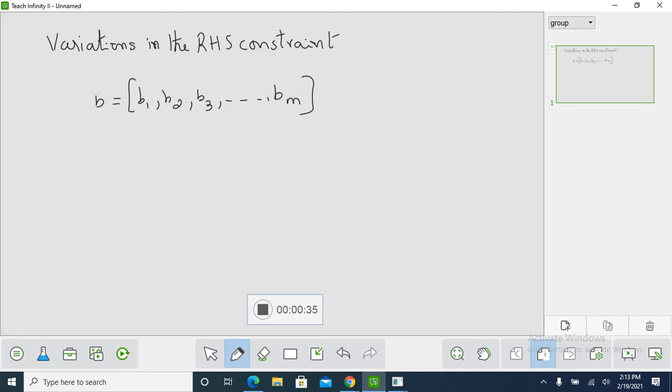So will this change affect optimality or not? This will not affect optimality. Why will it not affect optimality? Because it is nowhere concerned with Zj minus Cj. Since it is not concerned with Zj minus Cj, it will not affect our optimality.